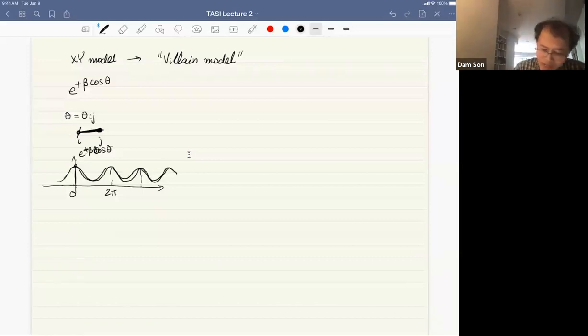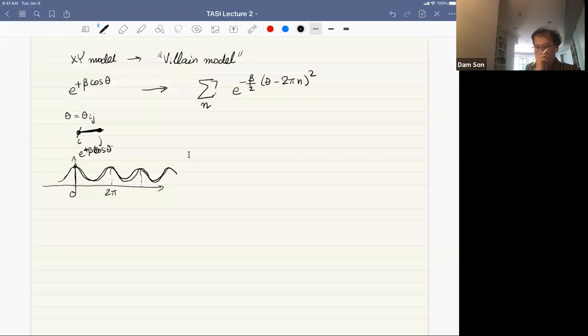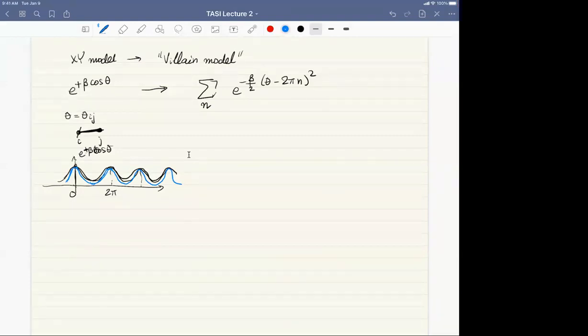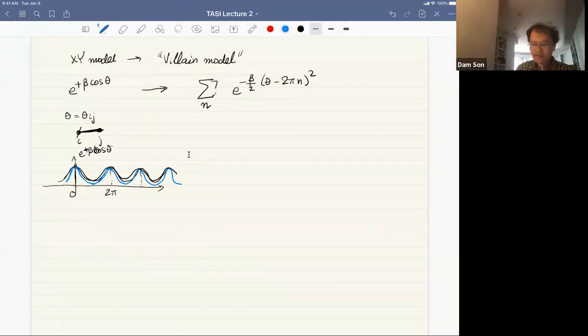And in the Villain model, this periodic function is replaced by a sum over n of e to the minus beta over 2 times theta minus 2 pi n, squared. So the Villain model replaces this function by another function, which is also periodic and has the same kind of behavior near each of these maxima. I choose the coefficient to be beta over 2 so that it mimics the exponent of e to the minus beta cosine at each point. It turns out that it's easier to start with the Villain model rather than the original XY model, and all the transformations are simpler.